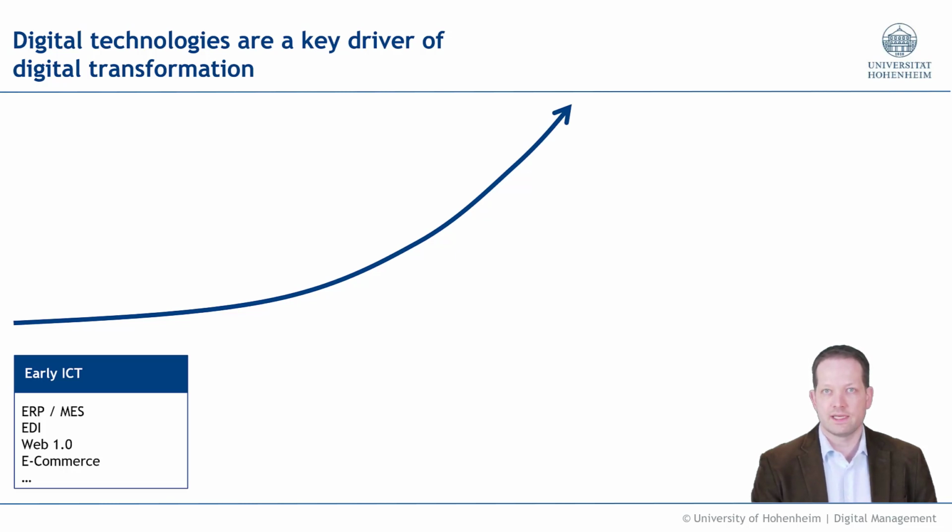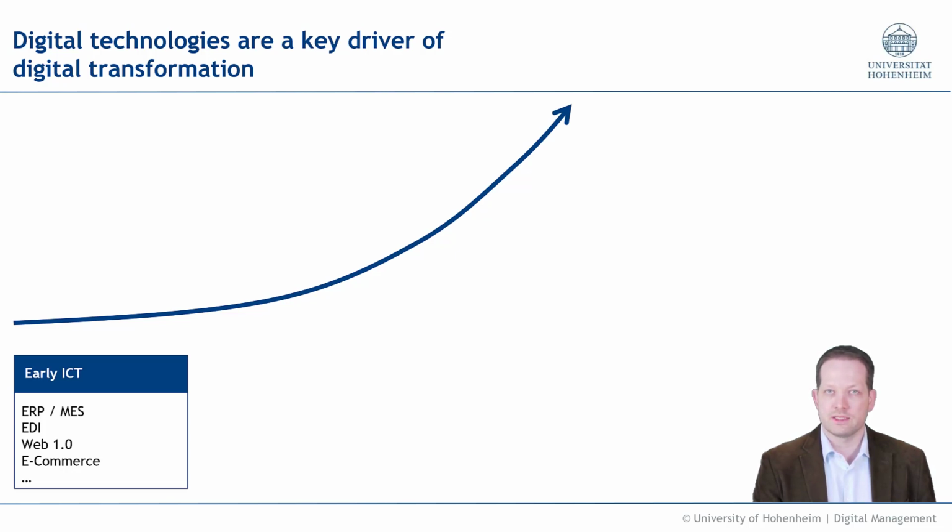We have EDI, the electronic data interchange between different companies. This first started in the 1960s, and as early as 1988, the United Nations issued a standard on EDI. This is UN EDIFACT, standing for Electronic Data Interchange for Administration, Commerce and Transportation. Then we had the Web 1.0, the first version of the World Wide Web, and the e-commerce boom at the end of the last millennium.